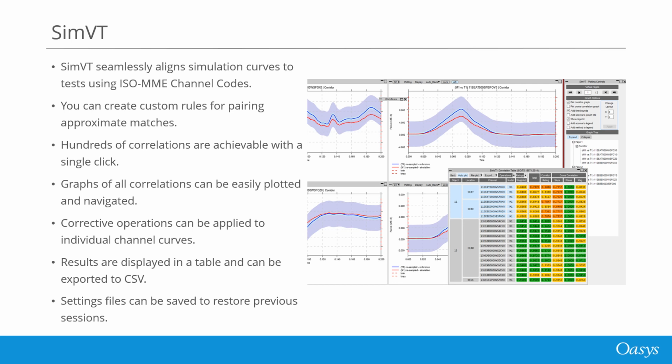Corrective operations can be applied to any of the curves. For example, it may become apparent that the sign of the curve needs to be flipped, or that the rotation channels need to be scaled from degrees to radians.